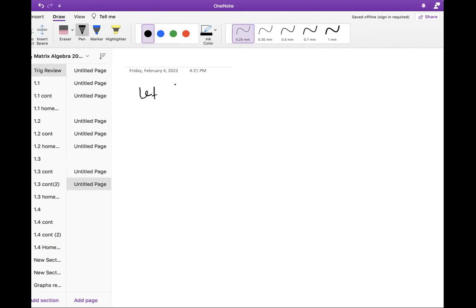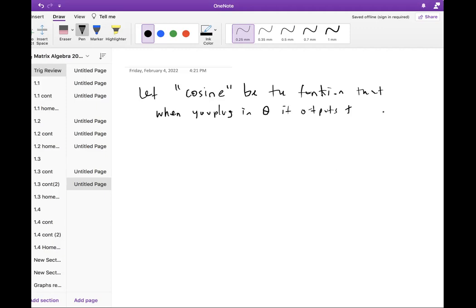So let cosine be the function that, when you plug in theta, outputs the x coordinate on the unit circle.